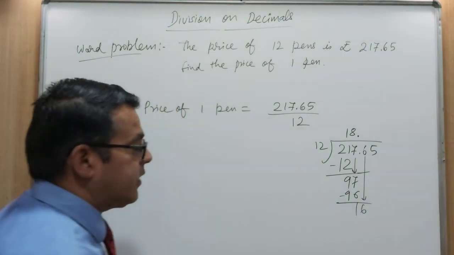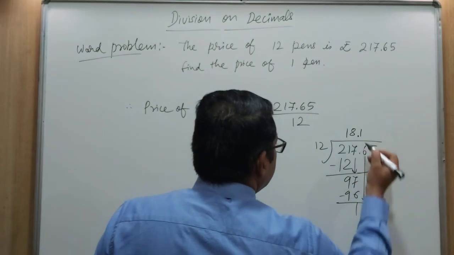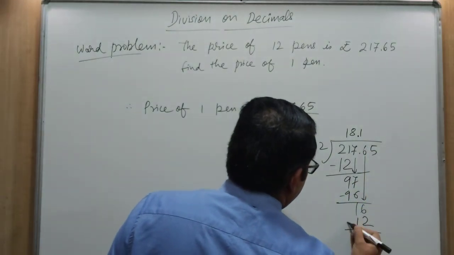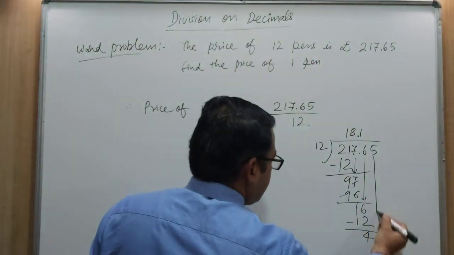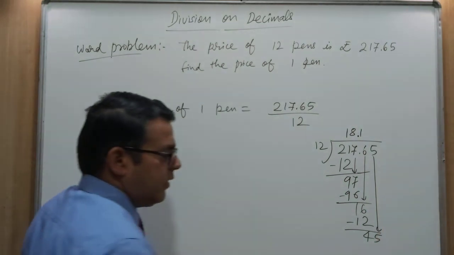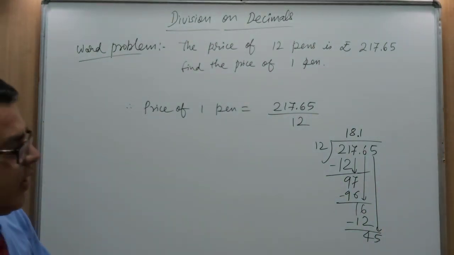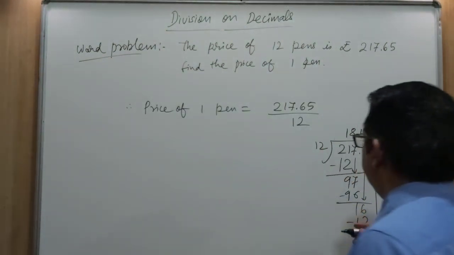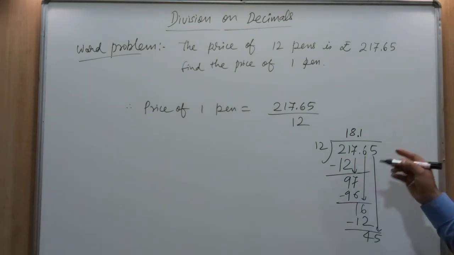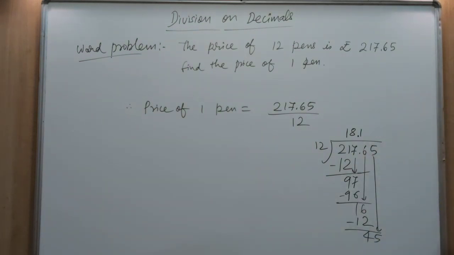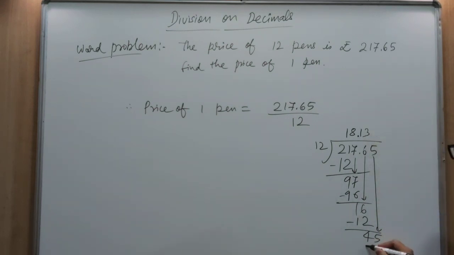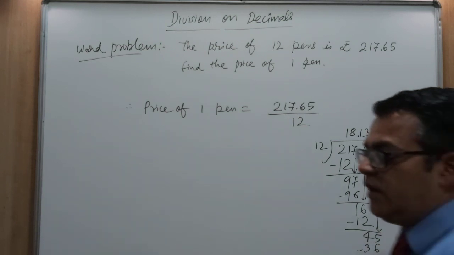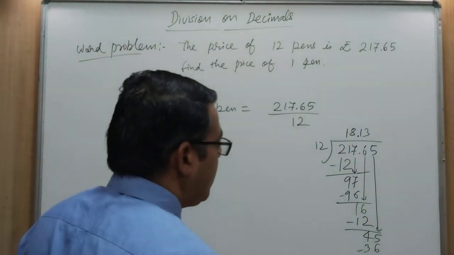Now it becomes 16. So one time now. After subtraction we have 4. Then shift this 5 here. Right? Now 45. 12 4s are, we know that 48. It's bigger than 45. So 3 times. 36 we can write here. 12 3s are 36.